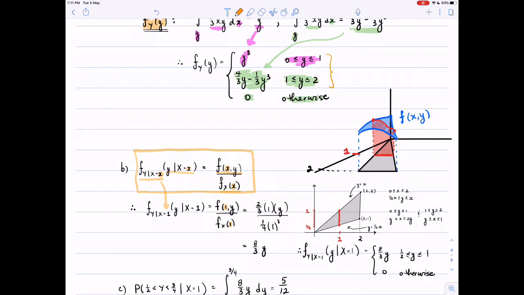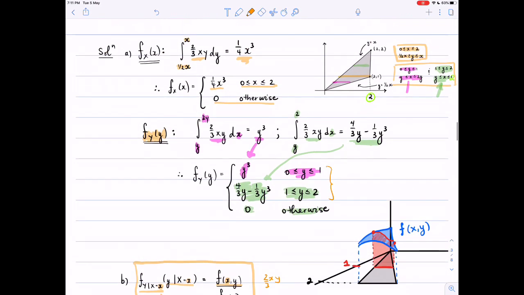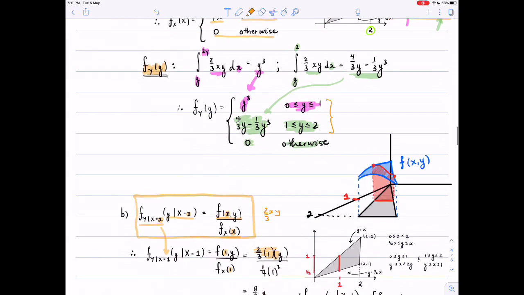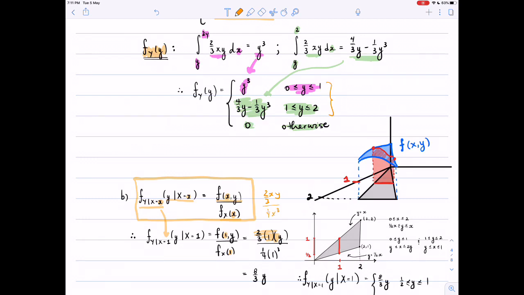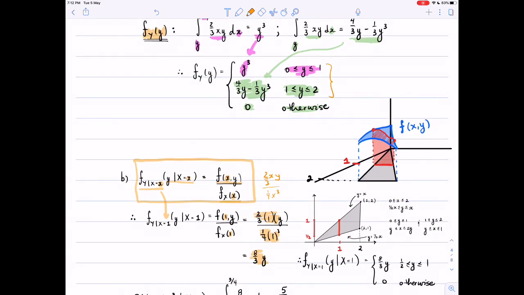So our f sub x y, the joint density, was 2/3 xy, and plugging in x equals 1, you get this value, right? The marginal for x was 1/4 x cubed, so over 1/4 x cubed. And this is actually pretty easy to simplify, but some of them aren't. In fact, plugging in a value always makes for a simpler expression, right? And so you can simplify this and get 8/3 y for x equals 1.